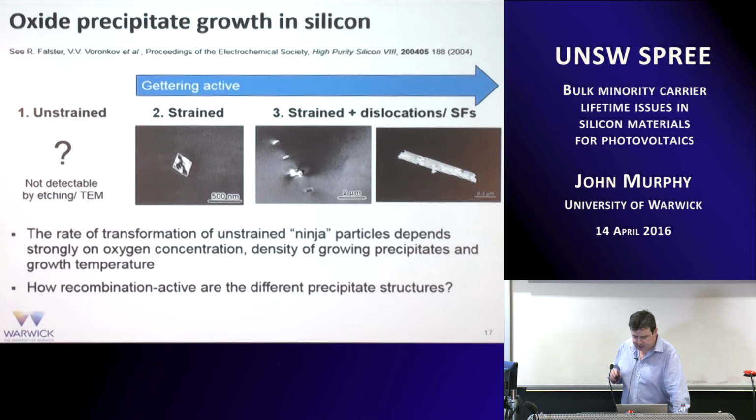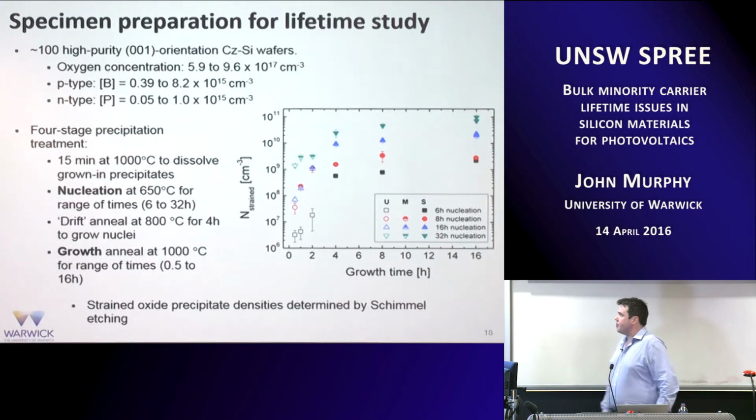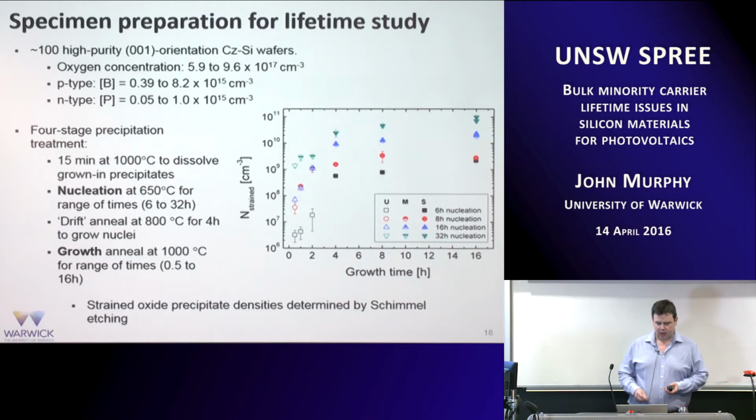And so we have to understand this recombination mechanism in terms of the recombination activity. So what we did, this is about 5 years' worth of work. We grew a lot of precipitates in a lot of samples, I think probably more than 100 samples now, of different types: P-type, N-type, different oxygen concentrations, different doping levels. We used different growth conditions. But typically, what we did here was a 4-stage precipitate growth treatment.